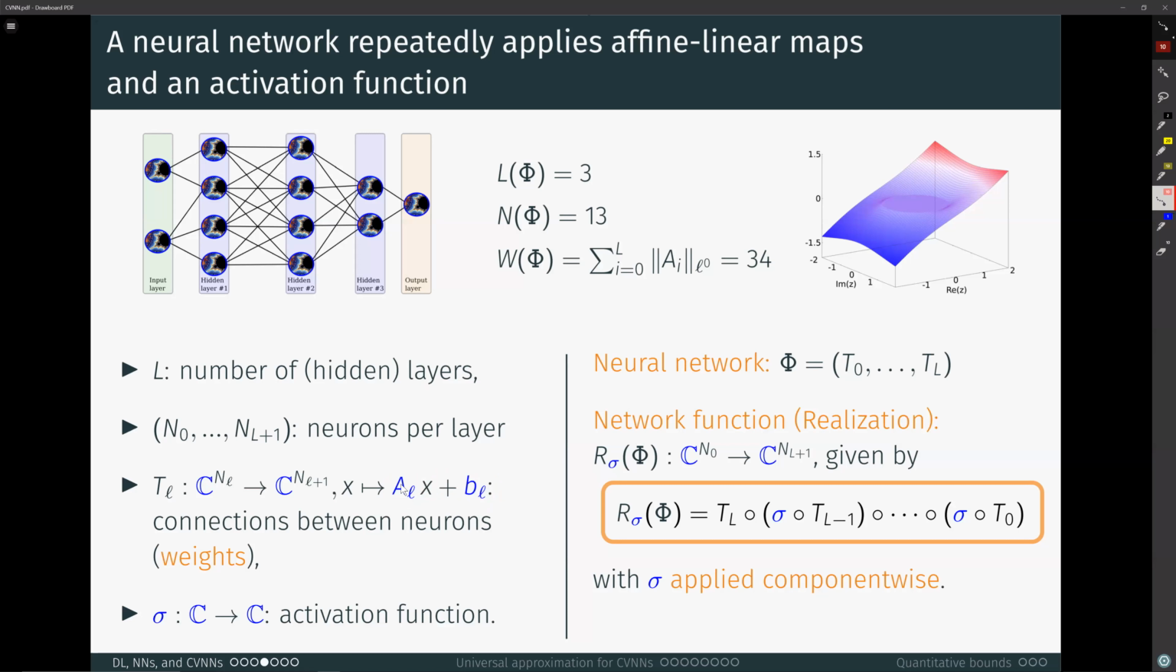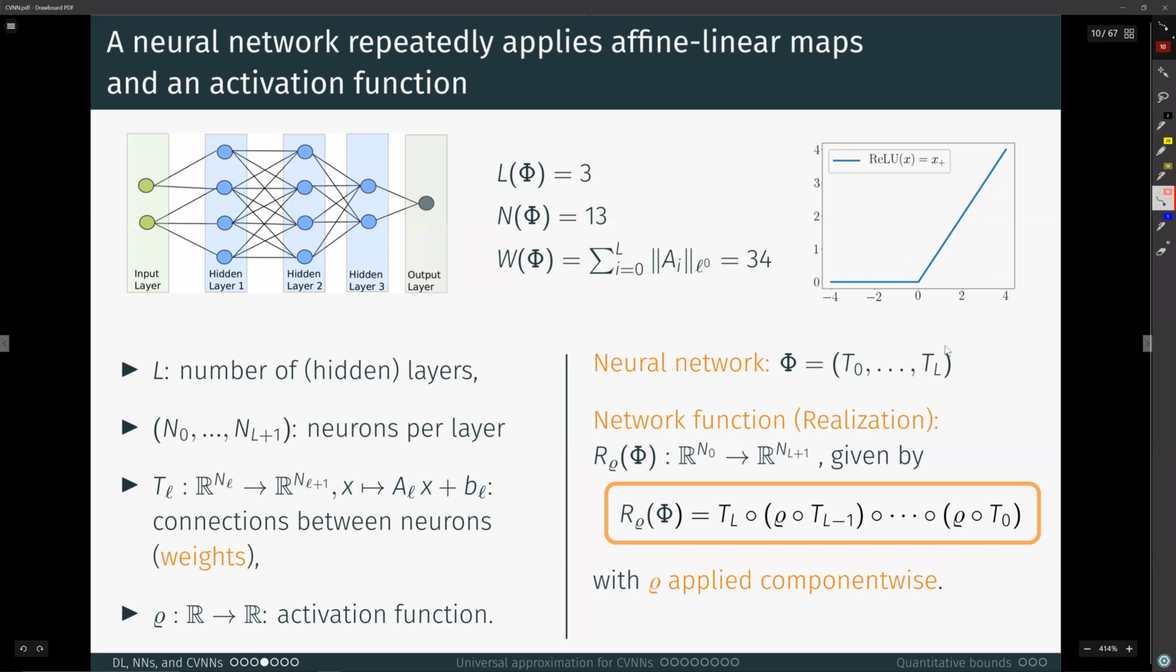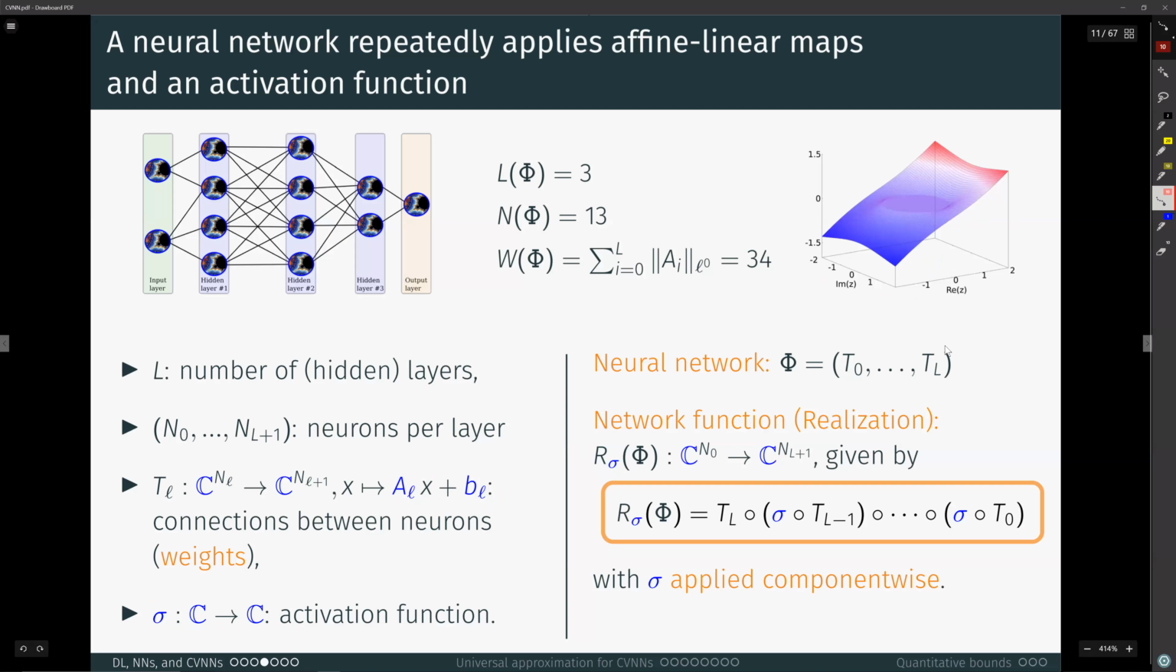real linear map comes from a complex linear map, right? Being complex linear is more restrictive than real linear. And on the other hand, you have much more freedom in choosing the activation function. The activation function is now a function going from C to C, whereas before it was a function going from R to R. And this makes, as we will see, these complex valued networks much more interesting, at least mathematically, to analyze.